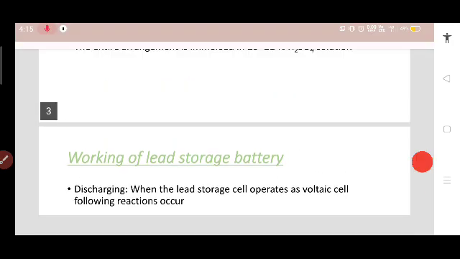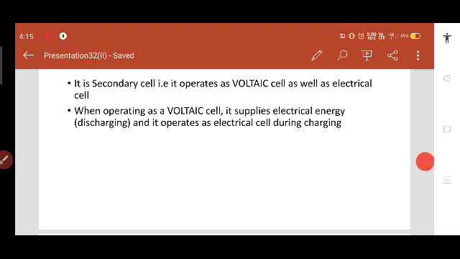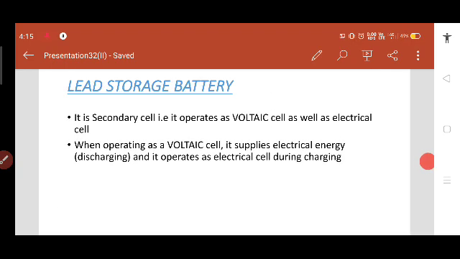Working of lead storage battery. However, first the construction of the lead storage battery.